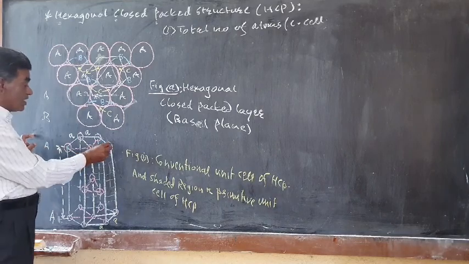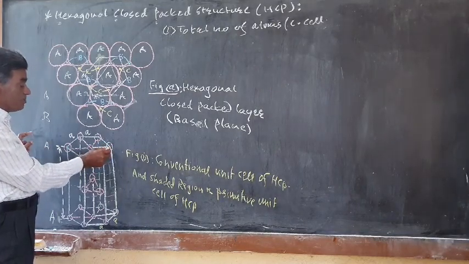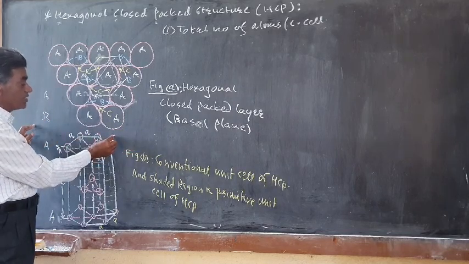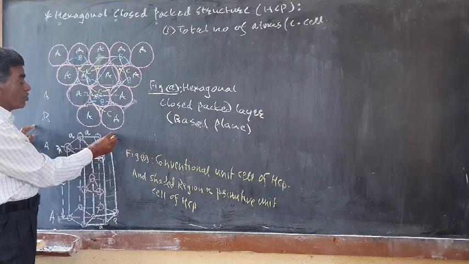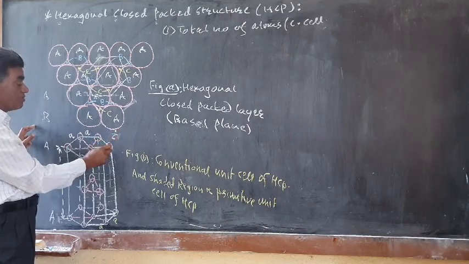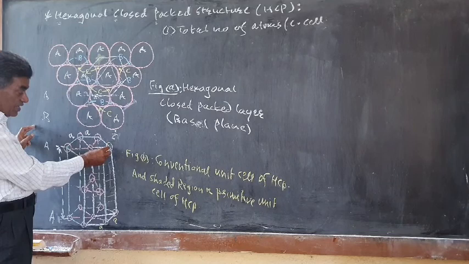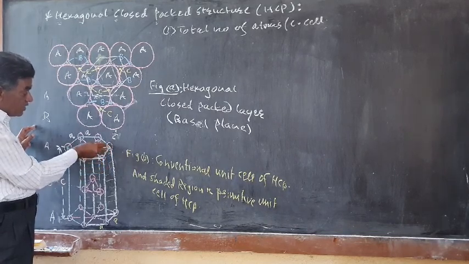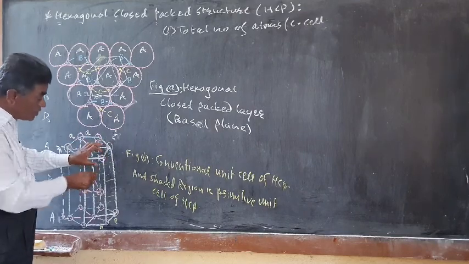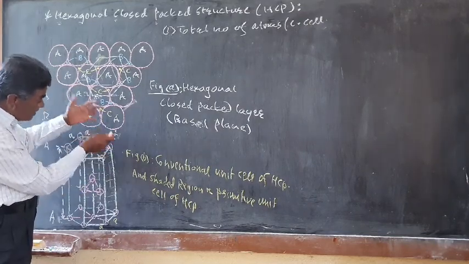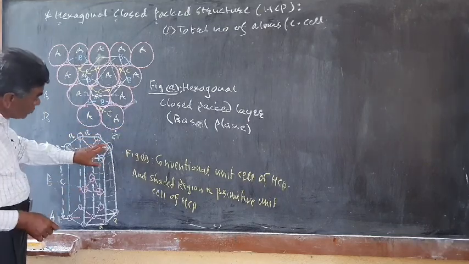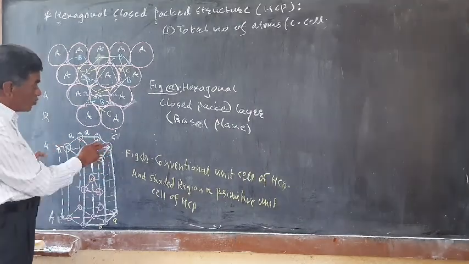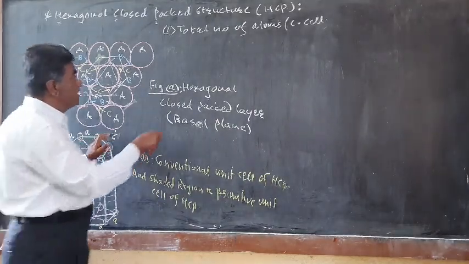First of all, the contribution of the corner atom. Remember that this corner atom in the unit structure is shared by 6 neighboring unit cells. So the contribution of the corner atom per unit cell is 1 by 6. Why? Because this is the one cell itself. On this side there is one cell, on this side one cell, and it itself, so that gives 3 cells, and again 3 unit cells surround it. So this corner atom is shared by 6 neighboring unit cells, and therefore the contribution of the corner atom per unit cell is 1 by 6.